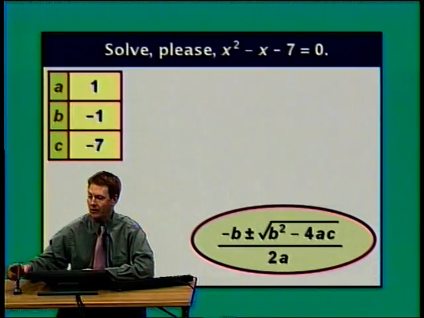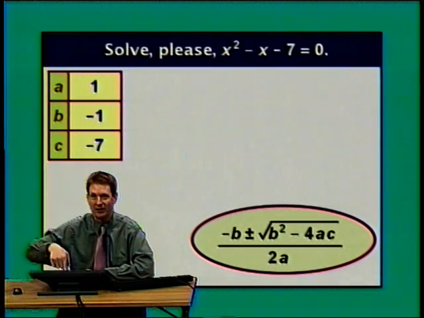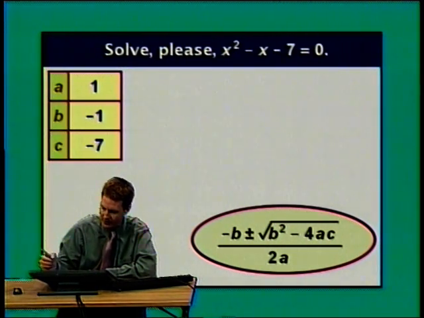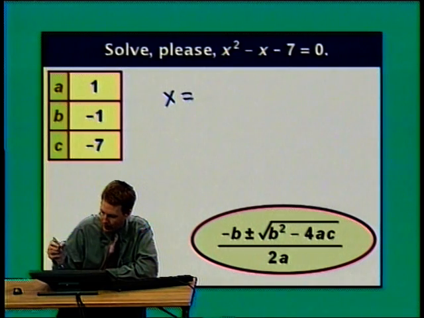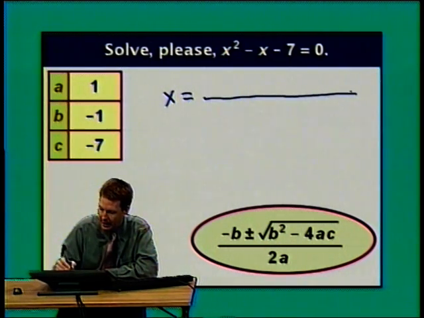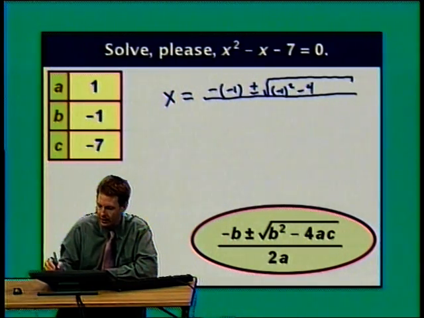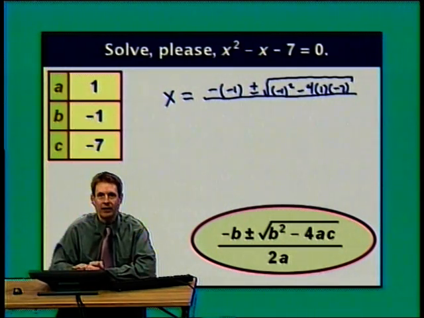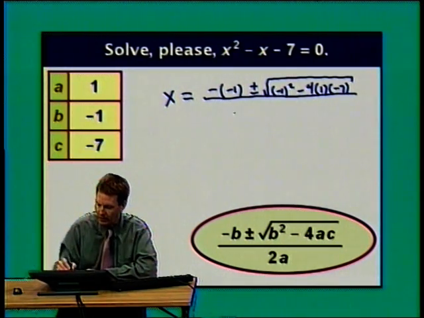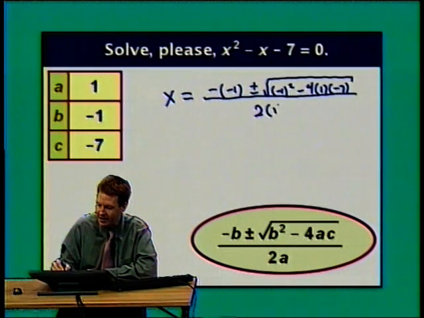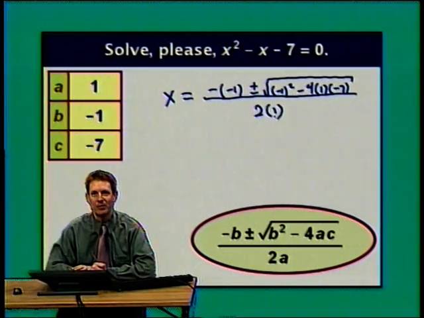So let's pull out our quadratic formula from memory onto our paper, and let's go ahead and solve this. x equals the opposite of b, so that's the opposite of -1, plus or minus the square root of b squared, so that's -1 squared, minus 4 times a, which is 1, times c, which is -7, and all of this is taking place over a denominator of 2 times a, which in this example is 2 times 1.